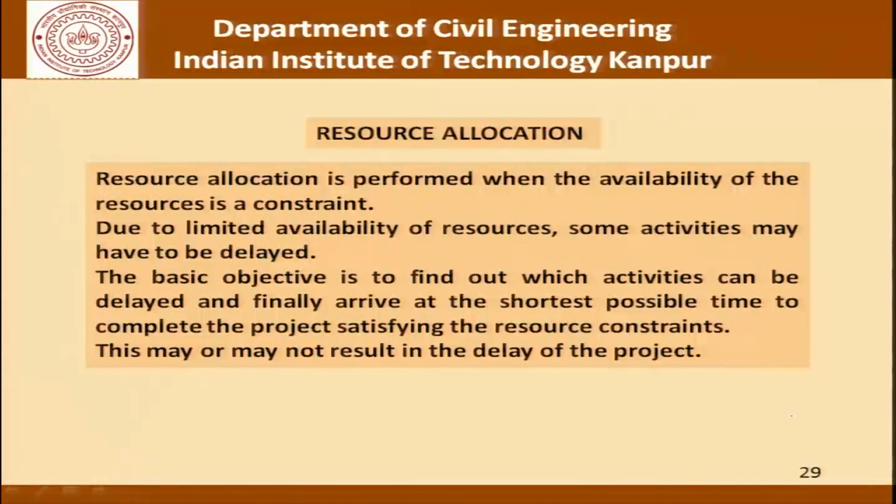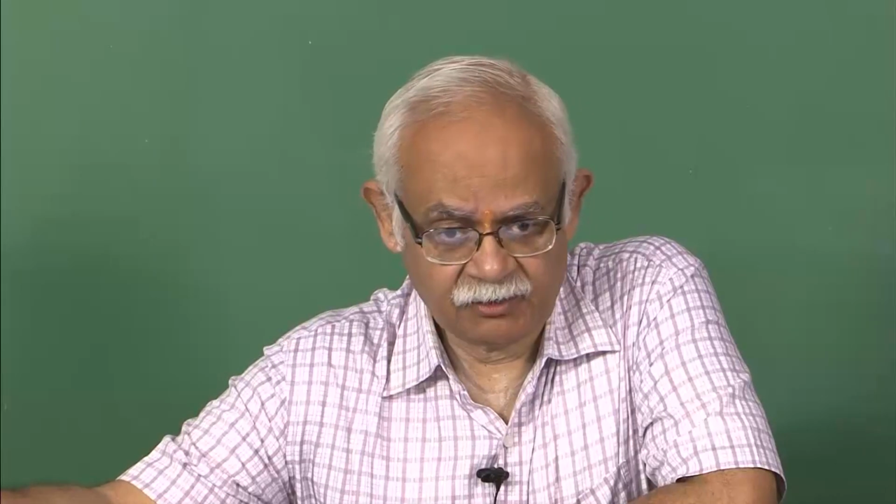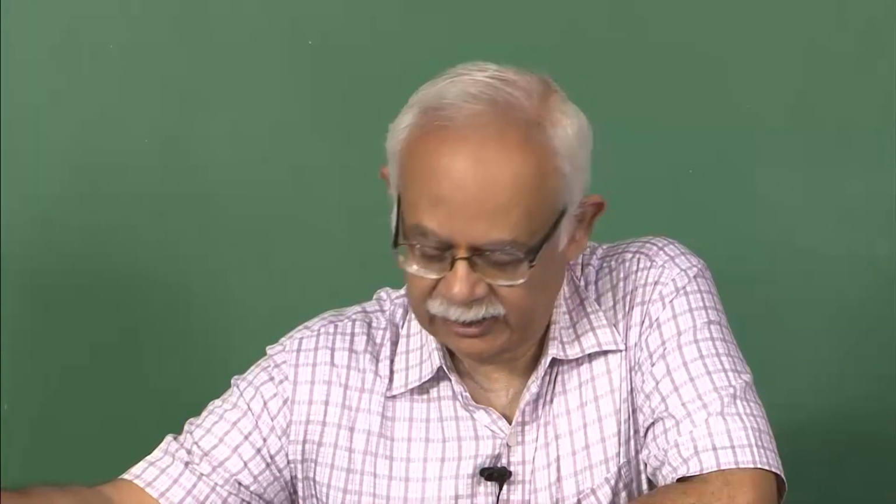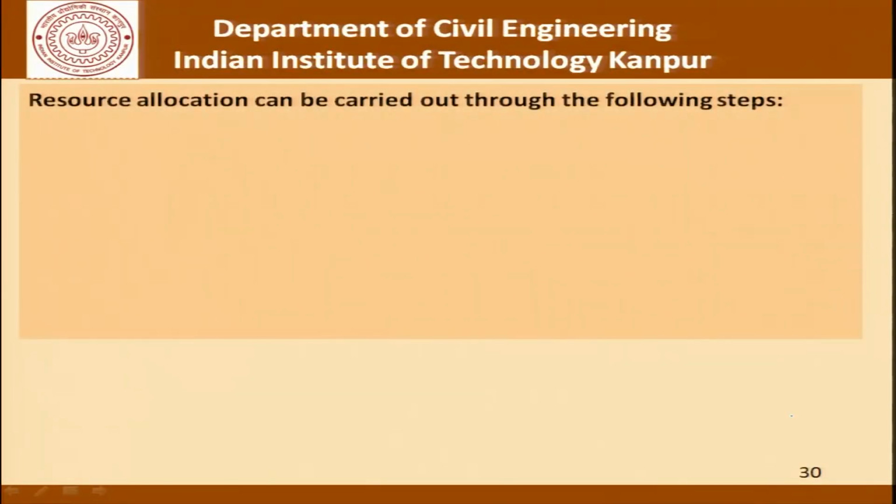Inasmuch as we will try to ensure that the project is not delayed by finding out the critical activities, trying to make sure that the critical activities are not starved of resources, at times it may become impossible to avoid, and that is something which we have to deal with, and if we plan enough, we are able to flag these issues in advance. Now as far as the steps which are involved in resource allocation, these are the following.